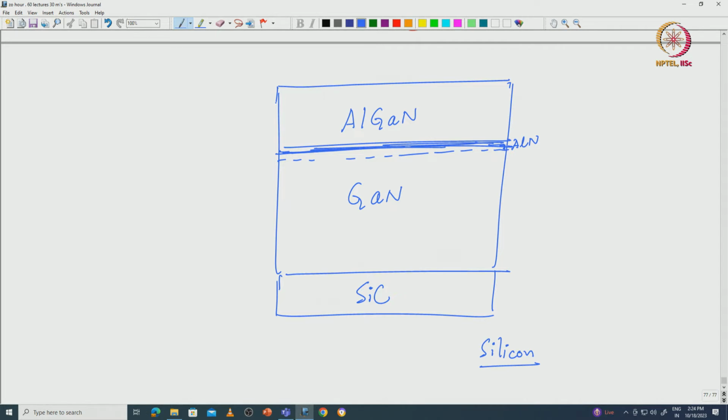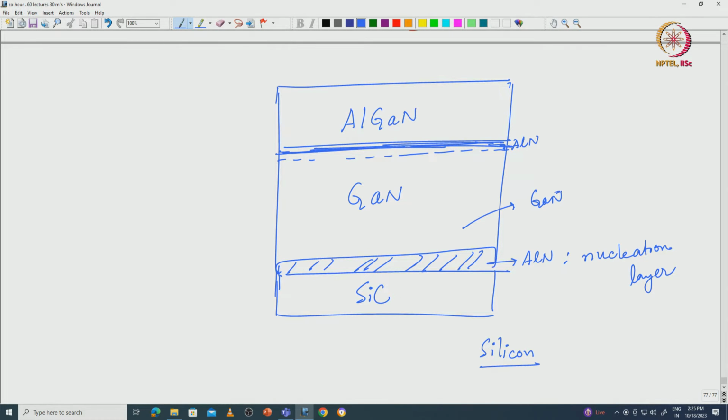And as I told you, typically when you grow on silicon carbide, a thin layer of aluminum nitride is grown. This is called a nucleation layer. It helps us to grow high quality gallium nitride on top of silicon carbide. If you grow directly there are other problems, okay, background leakage might increase, the crystal quality will not be good, etc. So we use a thin layer of aluminum nitride and we grow gallium nitride.